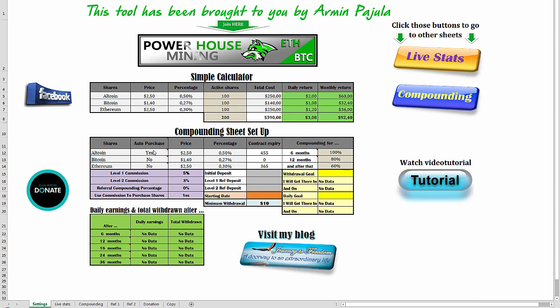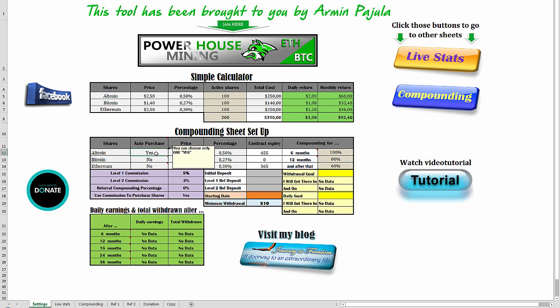The first thing you can see is auto purchase. And by default, altcoin is yes, Bitcoin is no, and Ethereum is no. And currently you cannot purchase Ethereum anymore. So this no, actually you cannot even change. You can change altcoin or Bitcoin. And altcoin has a higher priority in purchase.